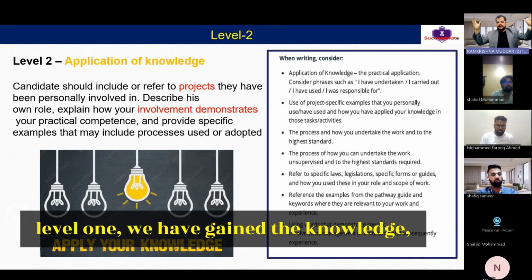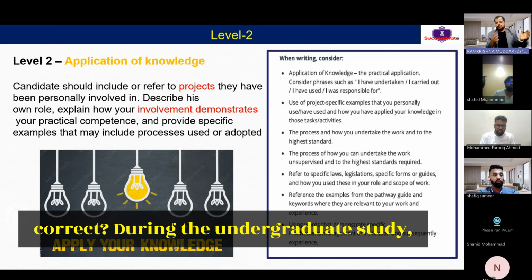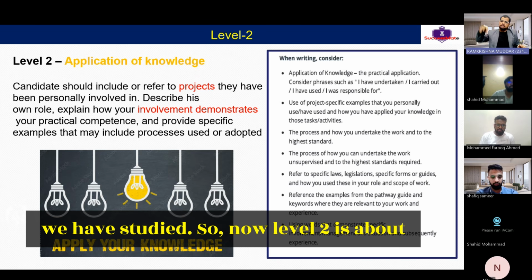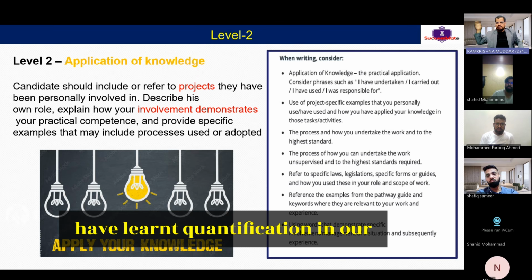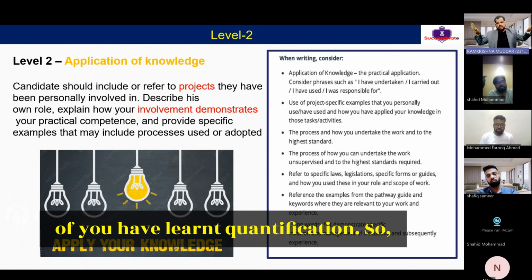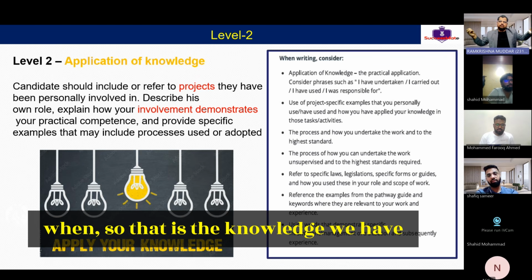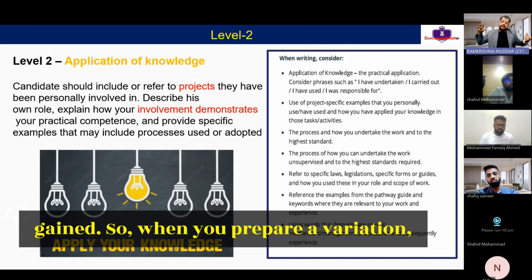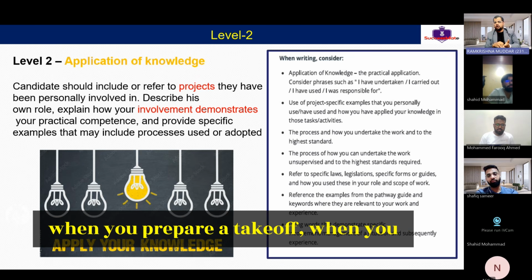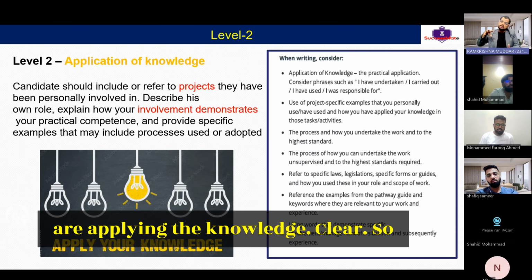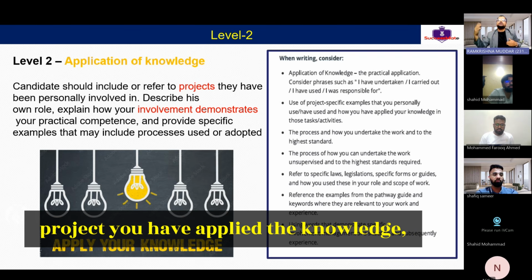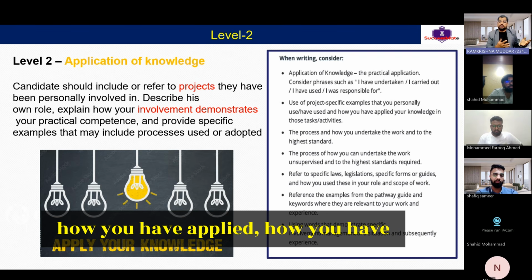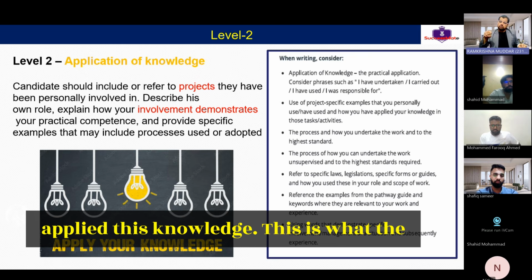Okay. So what does level 2 mean? Level 1, we have gained the knowledge. Correct? During the undergraduate study we have studied. So now level 2 is about the application: how you have applied this knowledge. Clear? For example, we have learned quantification in our undergraduate studies. Correct, guys? All of you have learned quantification. So that is the knowledge we have gained. So when you prepare a variation, a takeoff, or a payment application, we are applying the knowledge. Clear? So here the assessor wants to know in which project you have applied the knowledge and how you have applied it.